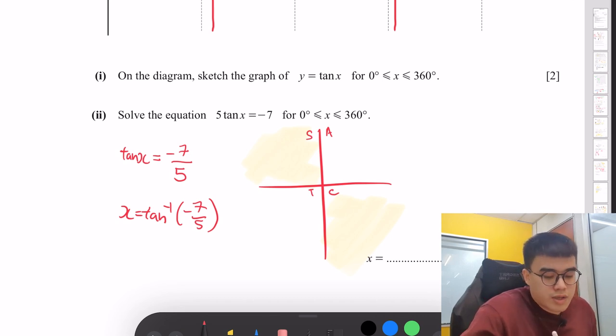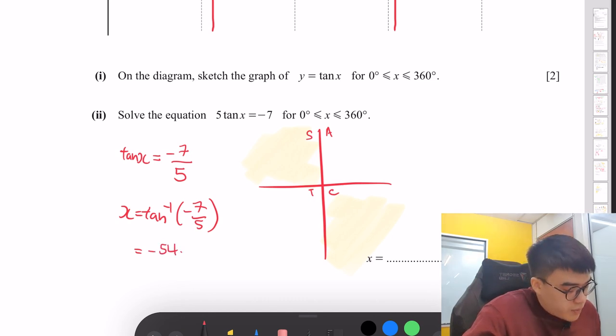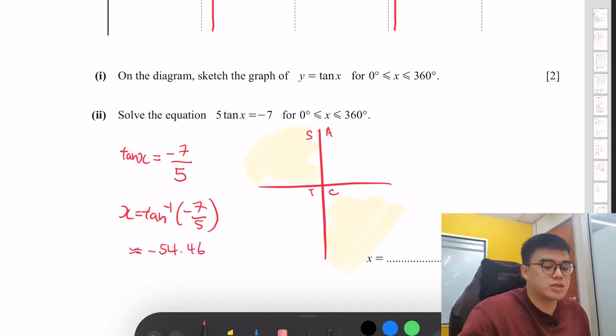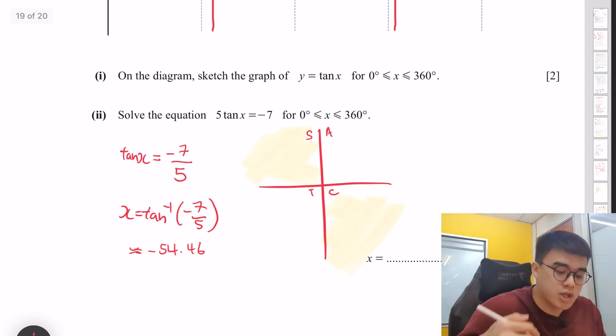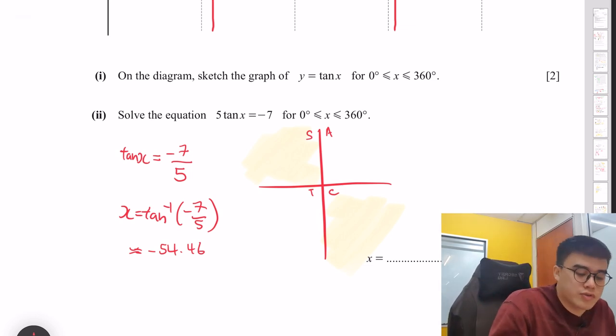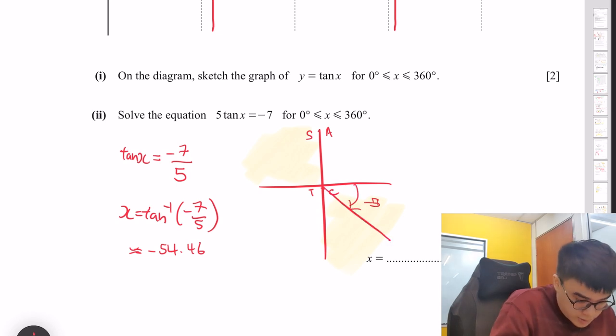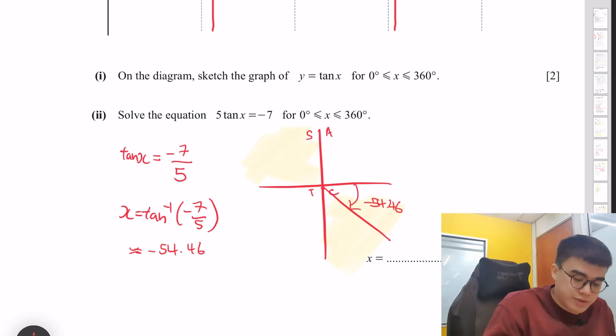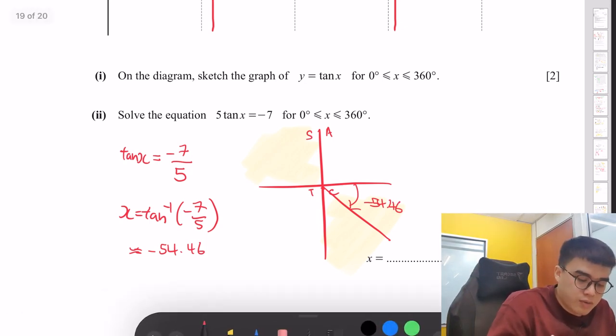And you will get your result as negative 54.46 roughly. But remember, the range is in the positive range. So this negative 54.46 actually doesn't represent anything, but you can use it to trace the actual results. So this is what I always do. Remember, start from this line to here.